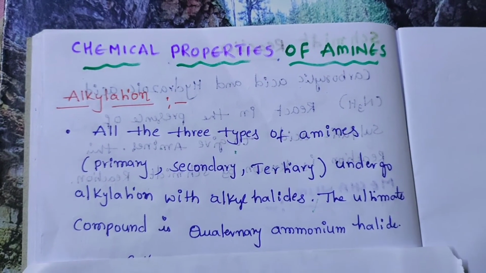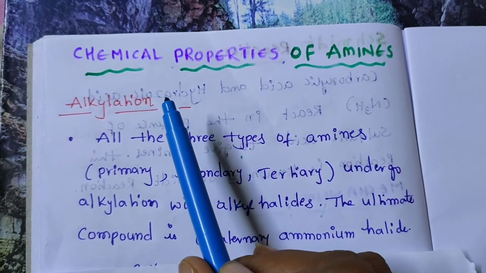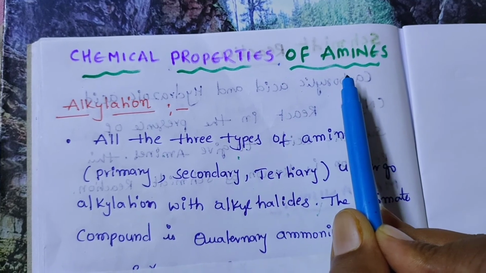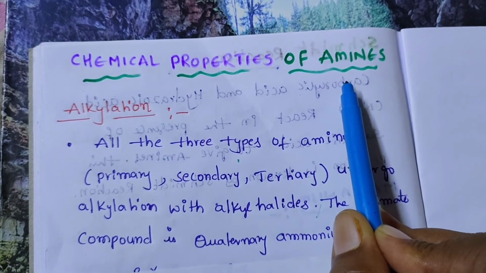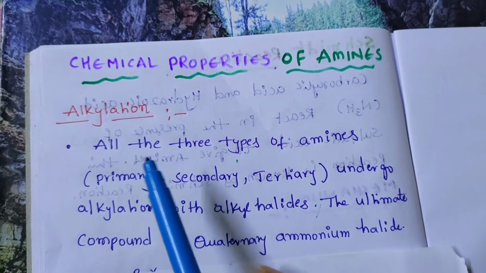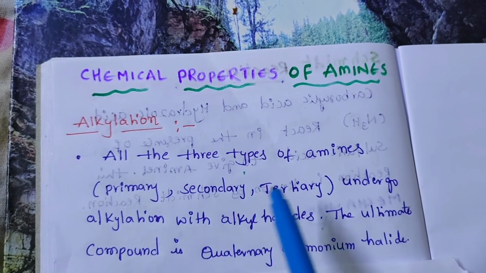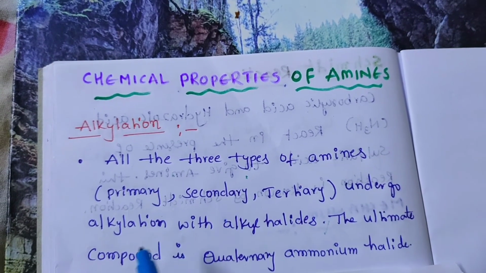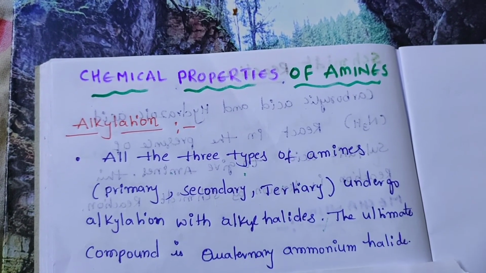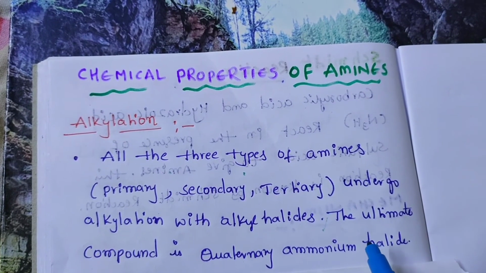Good morning students. In this video we are going to focus on the chemical properties of amines. The first chemical property of amines I am going to discuss is alkylation. What is alkylation? All the three types of amines, primary, secondary, and tertiary, undergo alkylation with alkyl halides. The ultimate compound is quaternary ammonium halide. So this is the alkylation.